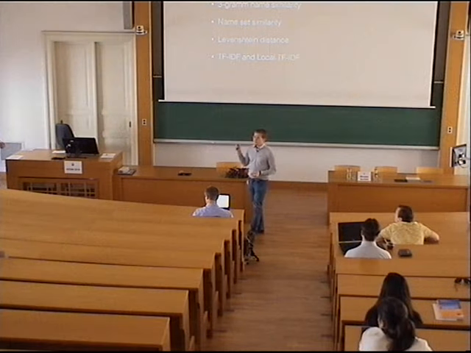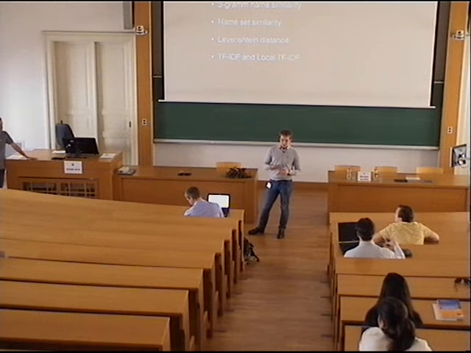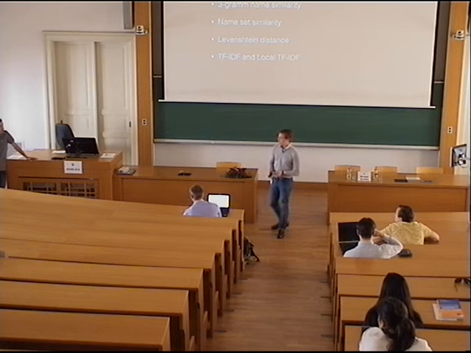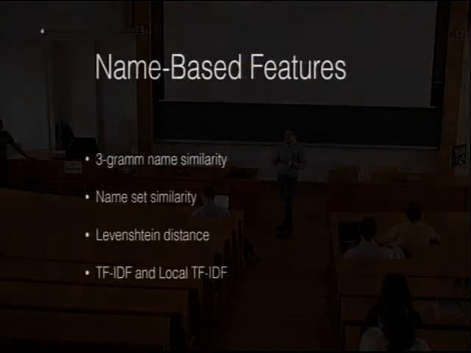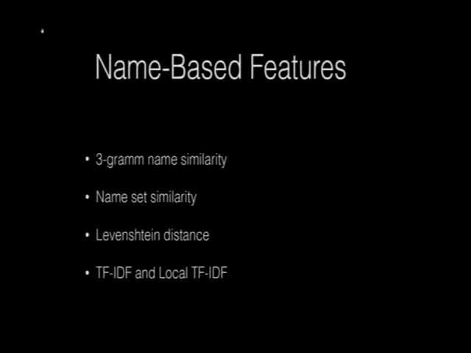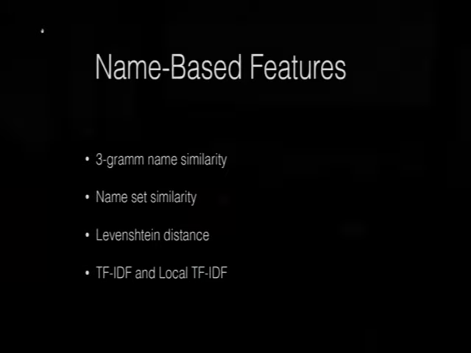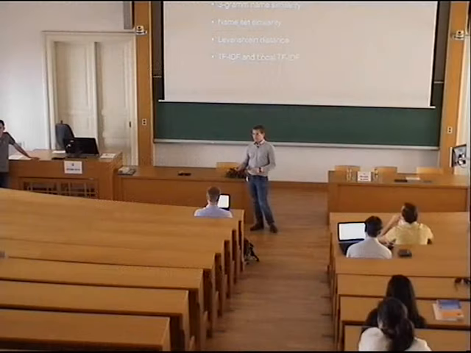Okay, we had some categories of features. The first category is name-based features, and we tried the simplest one. We just split the name into 3-grams and used the Jaccard index to compare two names. But it was not too good. Then we invented name subset similarity. So we have a name, just a string. We split it into words and use the Jaccard index. Also, we used Levenshtein distance. It helped us to avoid misprints.